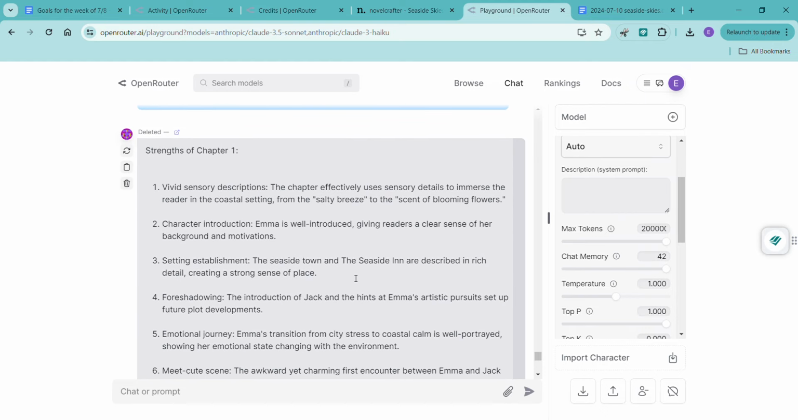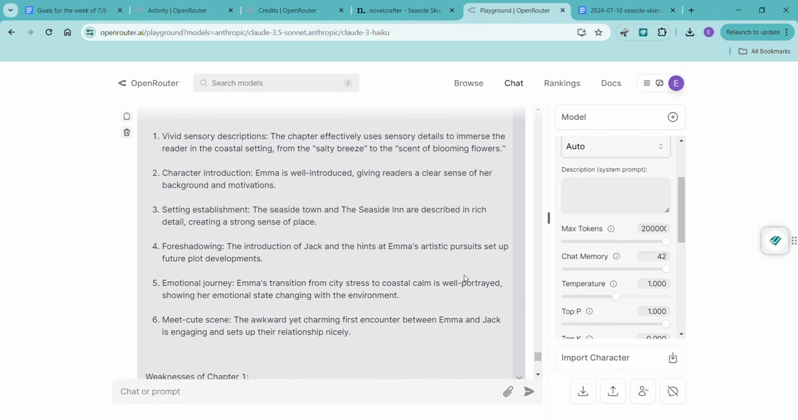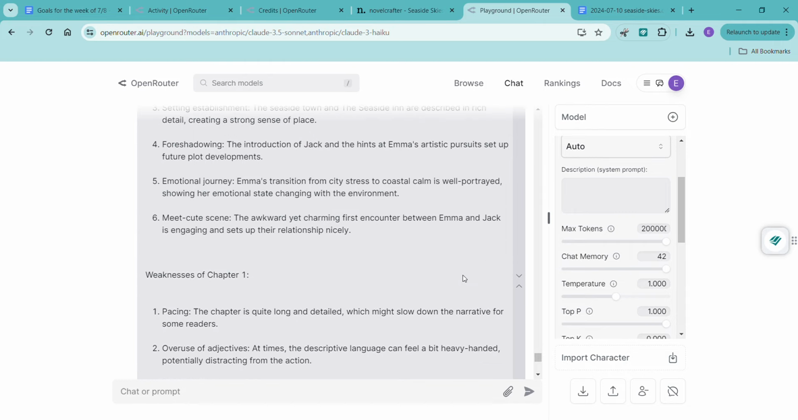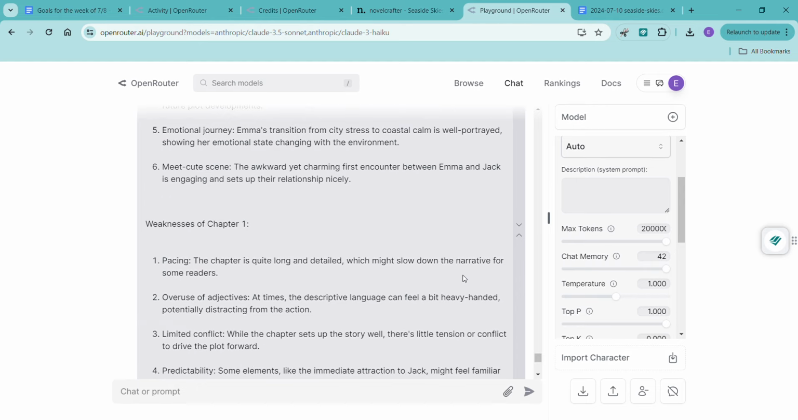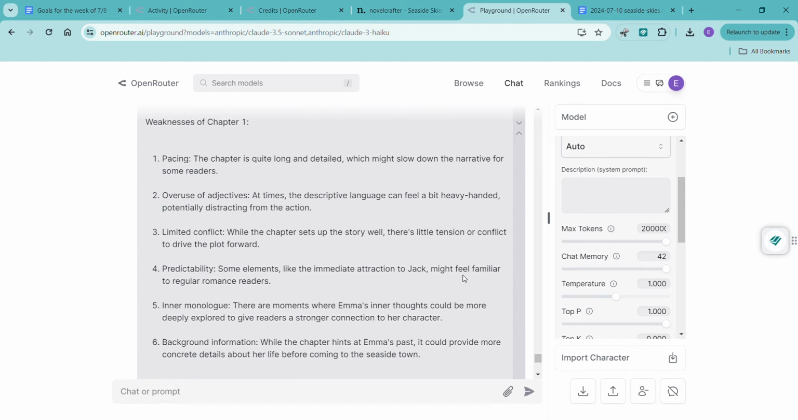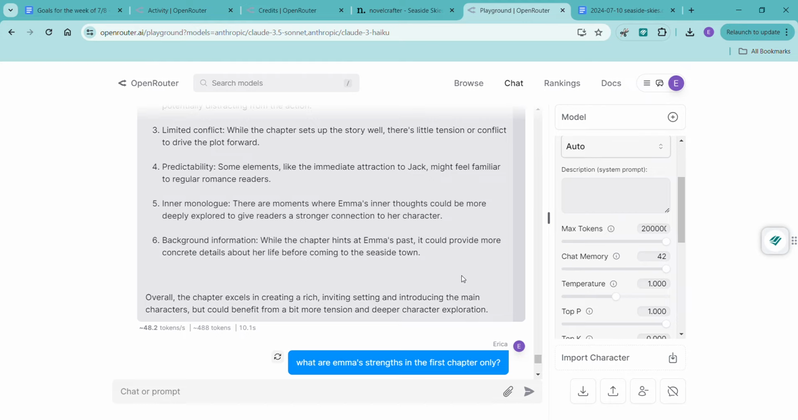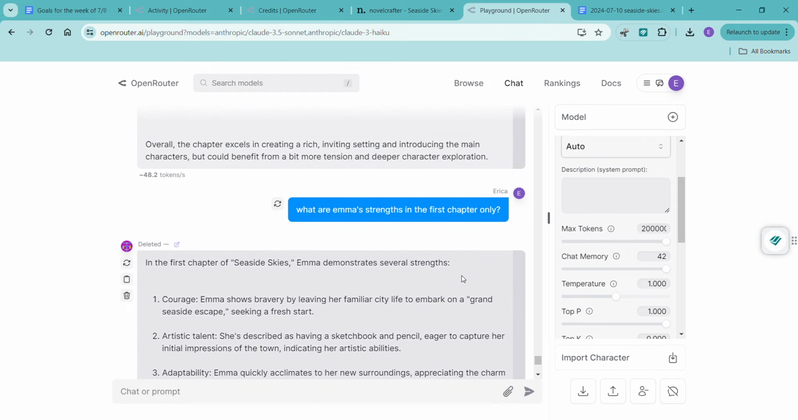So Sonnet said, of course, vivid sensory, character introduction, the setting was established, some foreshadowing, some emotional journey. There's a meet cute. Weaknesses would be pacing, adjectives. There's no conflict in the first chapter. There's really no conflict in the entire book. That was by design. Predictability, the inner monologue, and background information. That's fine. It's a first chapter.